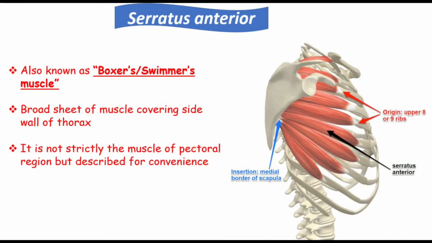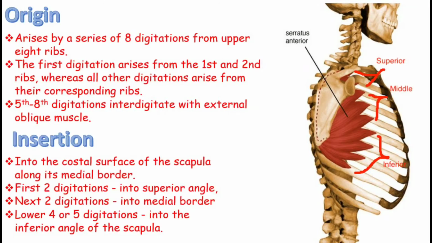Now let's move on to the serratus anterior muscle. It is also known as boxer's muscle or swimmer's muscle. It is a broad sheet of muscle covering the side wall of the thorax. Actually, it is not a muscle of the pectoral region, but it is described with the muscles of the pectoral region for convenience. It arises by a series of 8 digitations from the upper 8 ribs.